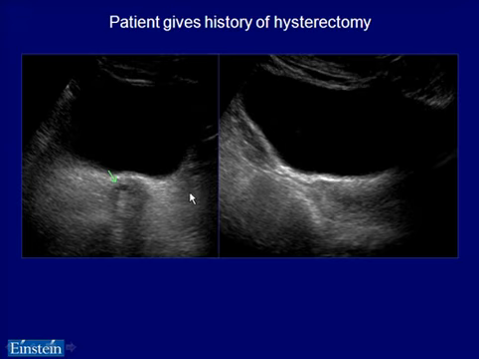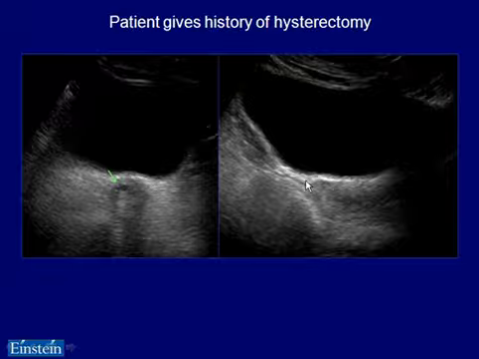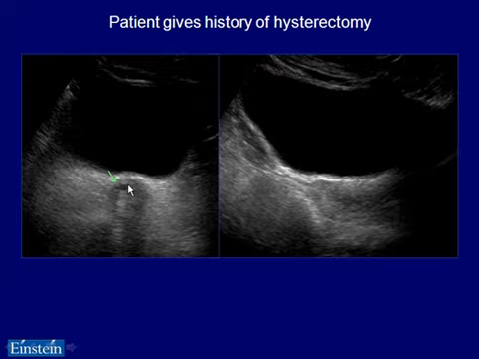We were initially imaging transabdominally. She had a fairly well-filled bladder, and we noticed a solid-looking structure behind the bladder. This is it in transverse with a little bit of a cyst in it.